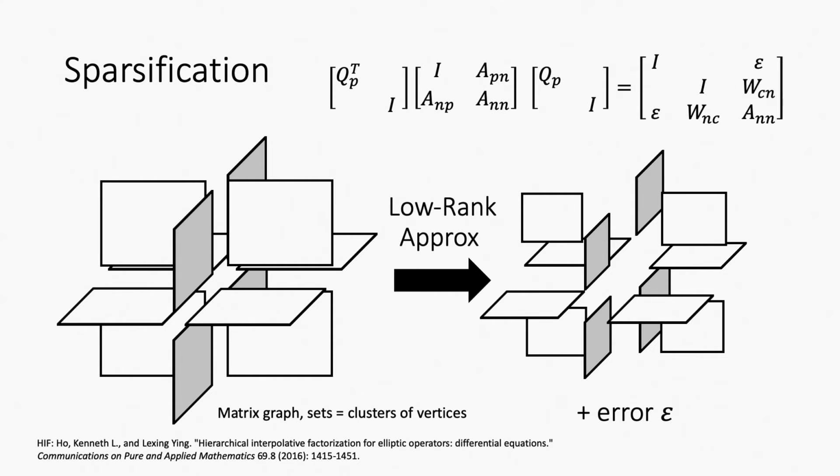That idea, I have to say, was from this paper from 4 or 5 years ago, from Lexing and Kenneth Ho. And we're trying to expand that idea to more general problems. So that's the main idea: you eliminate interiors, then you are left with a bunch of interfaces, and then you make them all shrink by something, and you do that with low-rank approximations.